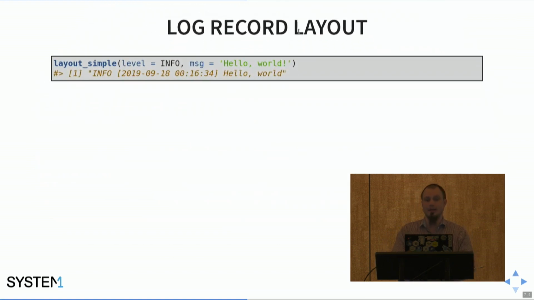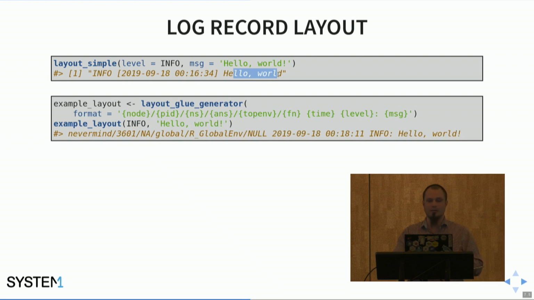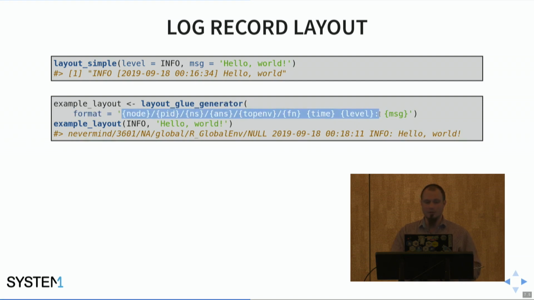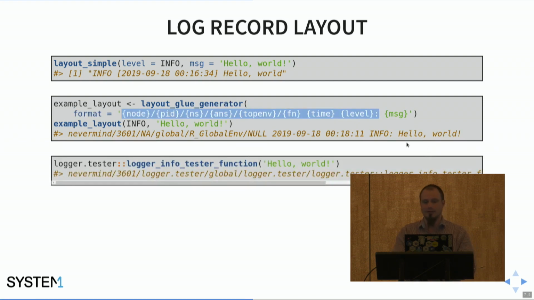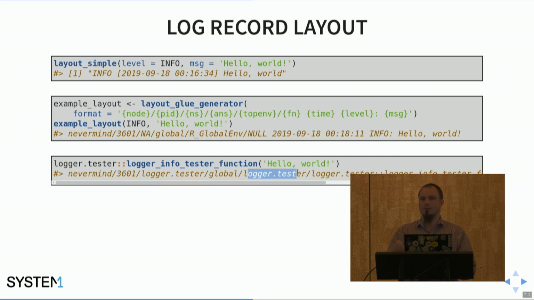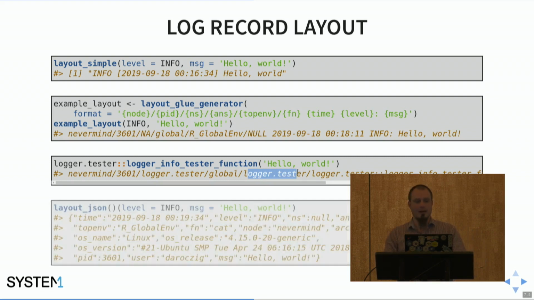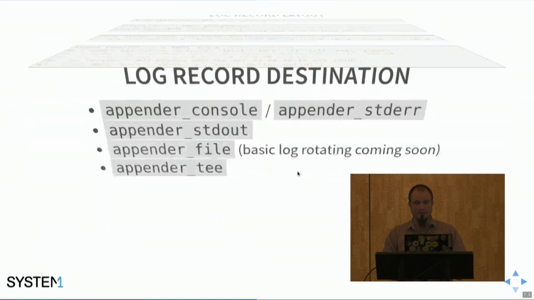The next step is the layout. The layout simple is just adding the log level prefix, timestamp, and the message, but you can fine-tune that to your needs. I have this generator function, which provides you quite a few meta variables that you can use in your layout. For example, it can automatically log the host name where you're running the R script, the process ID, the namespace from which you have been calling this logger function, and so on. And of course, you can have layouts, for example, in JSON and other cases as well.